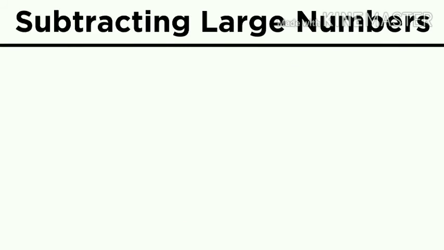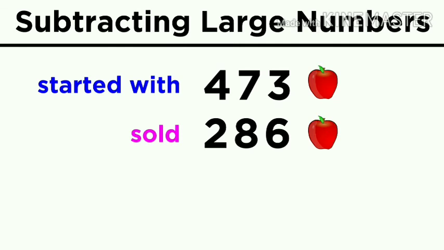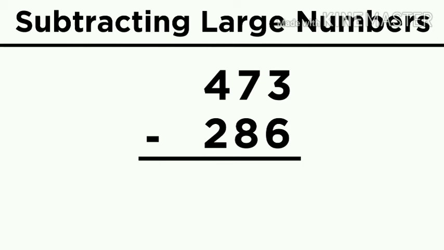This works the same way for subtraction. Let's say one market vendor started with 473 apples and sold 286. How many does that vendor have left? Let's arrange these numbers just as we did for addition, making sure to put the larger number on top.